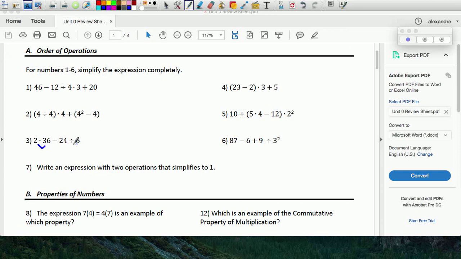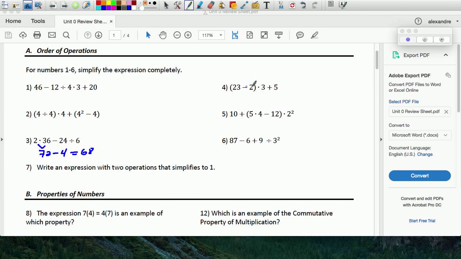3. I have a multiplication, I have division and subtraction, so I'm going to take care of this multiplication, and then the division, subtraction for last. 2 times 36 is 72. Minus 24 divided by 6 is 4. And 72 minus 4 is 68. So that was simple.